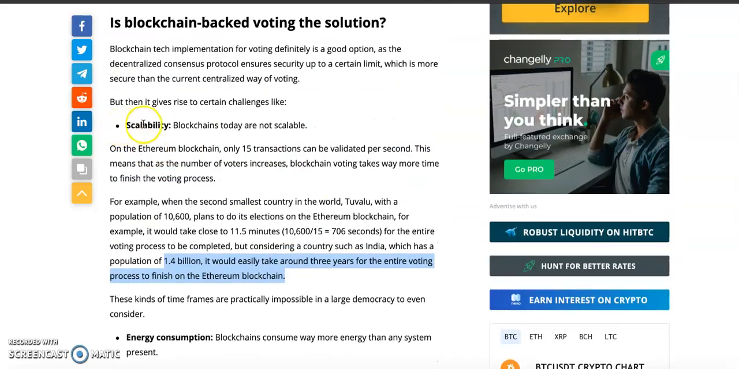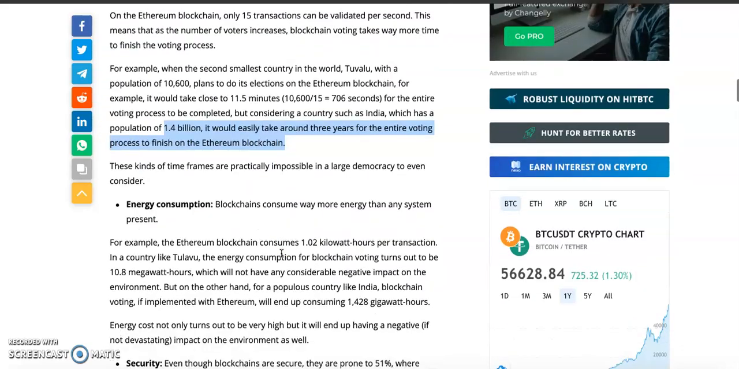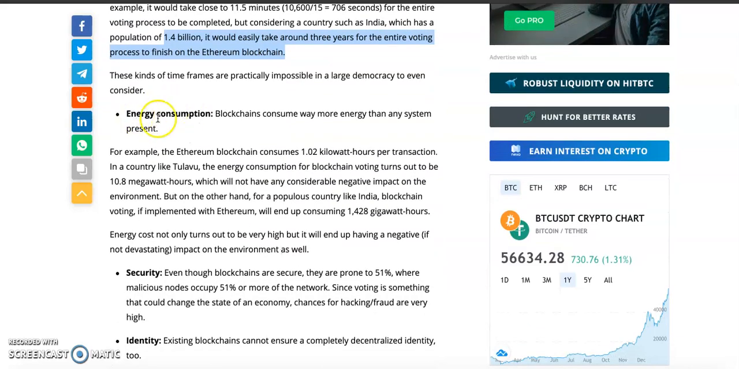Anyways, so number one problem is scalability, right? So let's see. Energy consumption. Now, of course, they are putting it on Ethereum, which is really bad because Ethereum uses proof of work. Binance Chain doesn't use proof of work. EOS doesn't use proof of work, right? Tron doesn't use proof of work. So why make the whole world?